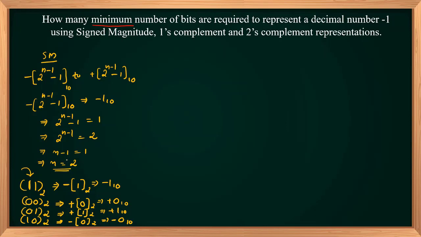So the minimum number of digits required to represent -1 is nothing but n equal to 2.